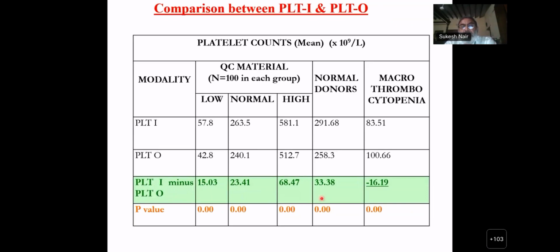So we found that when the platelets were large, like macrothrombocytopenia, the optical platelet count was higher than the impedance platelet count. But the other interesting observation was that when the platelet distribution was normal, like normal donors or the QC material, the optical platelet count was always lesser than the impedance platelet count. We realized, what is that?